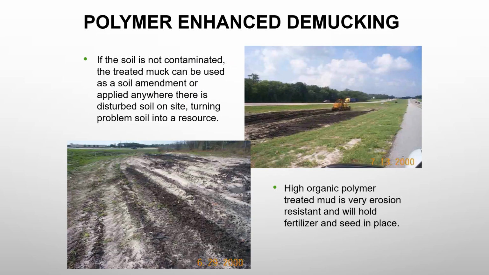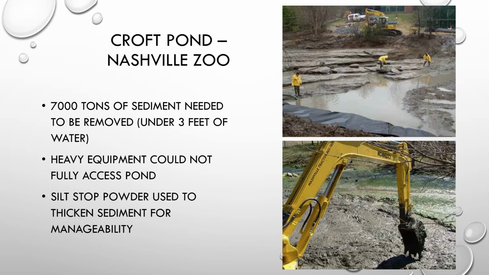What we can do now is that demucked sediment, now treated with that anionic PAM, makes a very effective soil amendment that can be used to help establish vegetation. Now it's got a polymer in it that helps establish vegetation and holds nutrients, so it works really, really well. You can use it for erosion control on other areas of the site, and again, use it as an amendment.